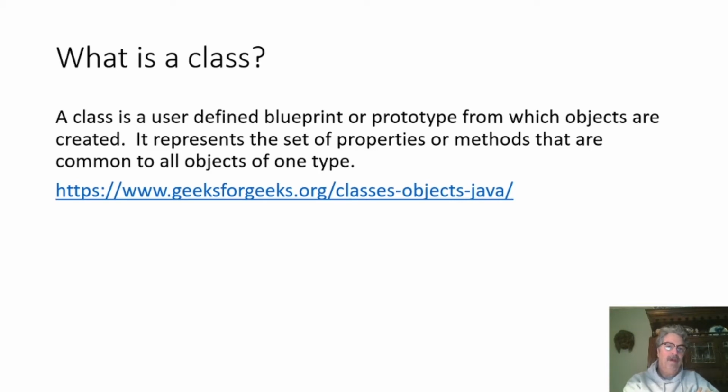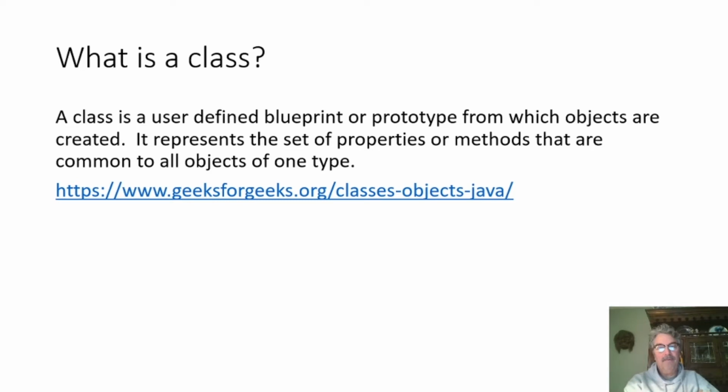So I grabbed this from that link, and I'll share this with the assignment. And you can look at it. There's a lot of great information at that link. But a class is a user-defined blueprint or prototype from which objects are created, also perhaps called instances. And it represents a set of properties or methods that are common to all objects of one type.